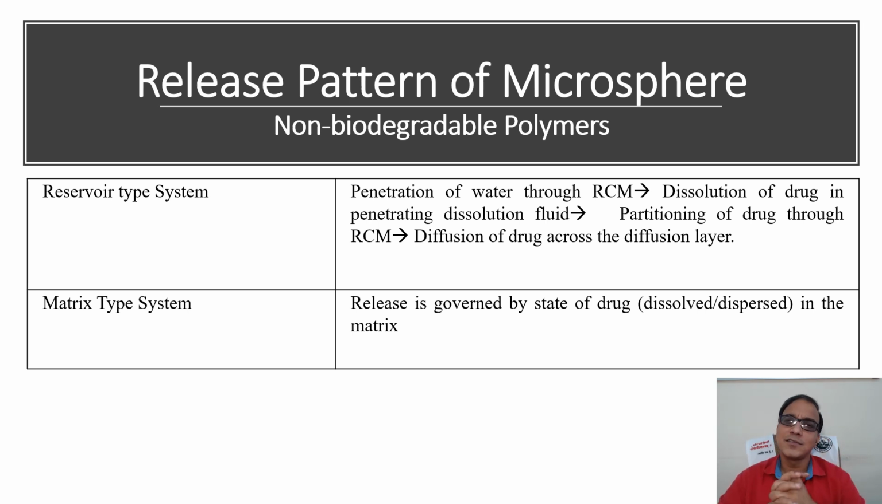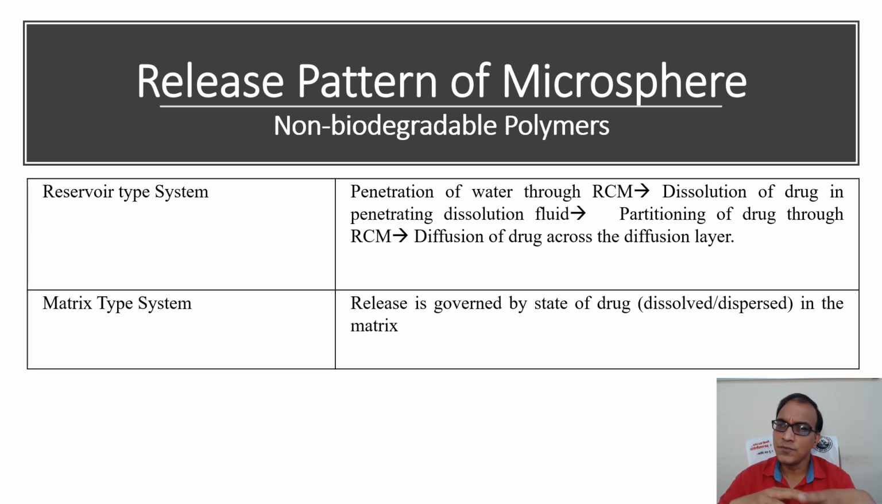Let's focus now on the non-biodegradable polymers. In the reservoir type system, penetration of water through the rate controlling membrane (RCM) is the first step, and then dissolution of the drug in the penetrating dissolution fluid occurs. What next? Partitioning of the drug through the rate controlling membrane and diffusion of the drug across the diffusion layer occurs. This is how the reservoir type system works and drug release is done.